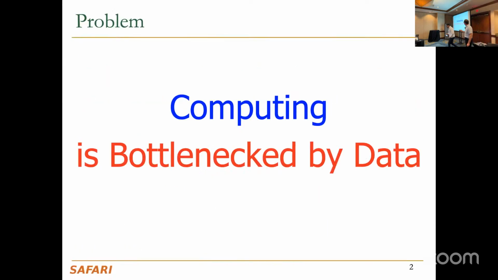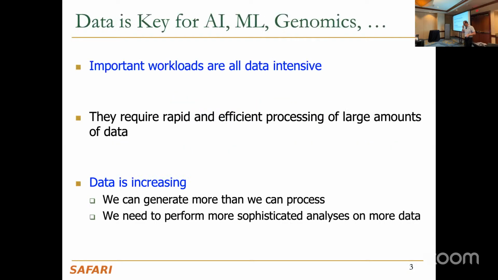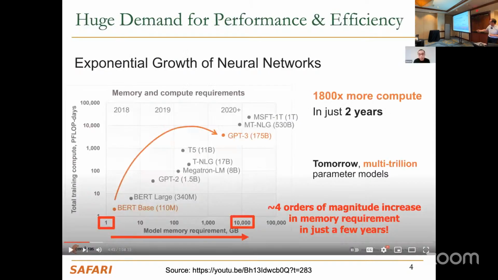Basically, data is really overwhelming the components that we design. I think later, John is going to talk about, is it memory, is it communication? That's a great thing I'm looking forward to also. So data is really key for a lot of applications. Important workloads are all data intensive today. They require rapid and efficient processing of data, and data is increasing. And clearly, this is very well known in neural networks today, especially with large language models. Both data and computation requirements and communication requirements are increasing.